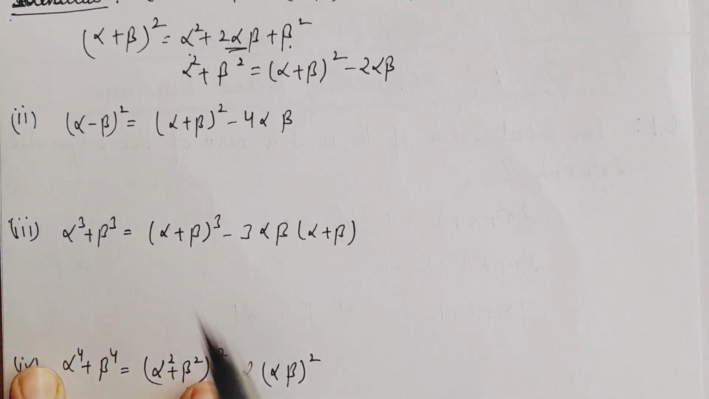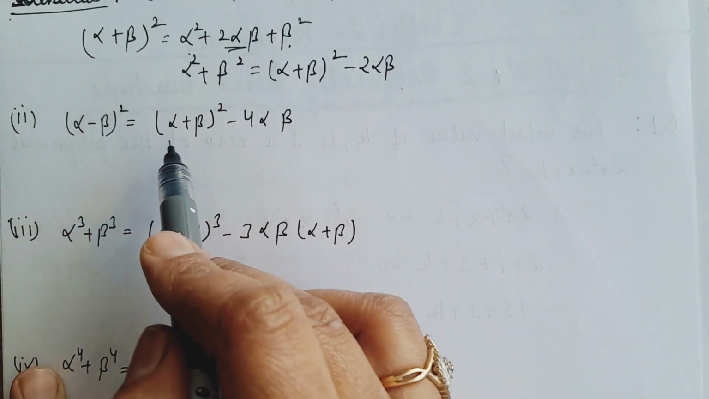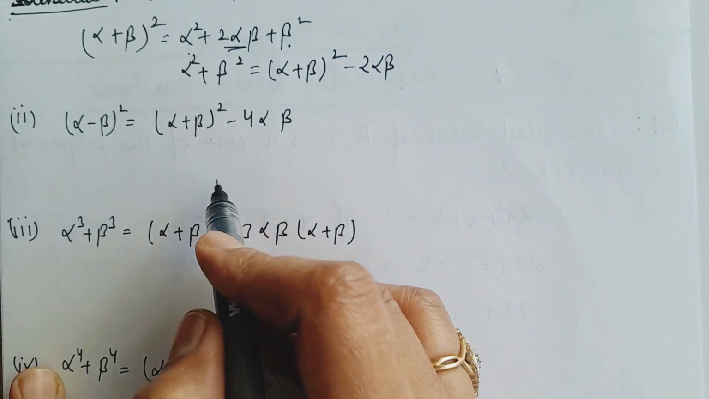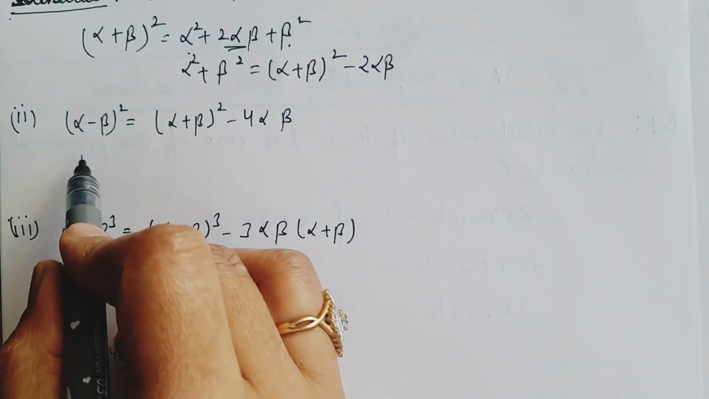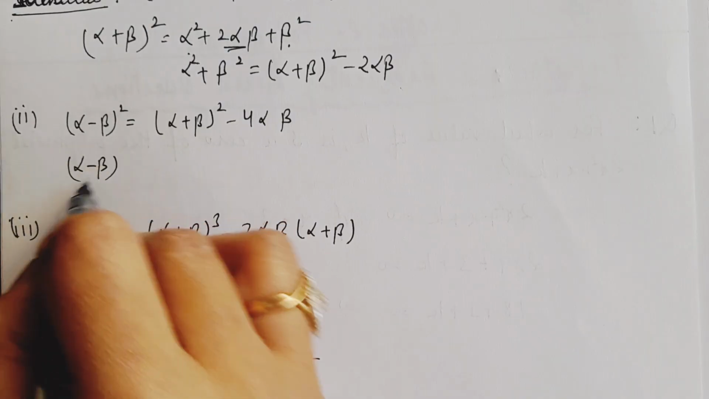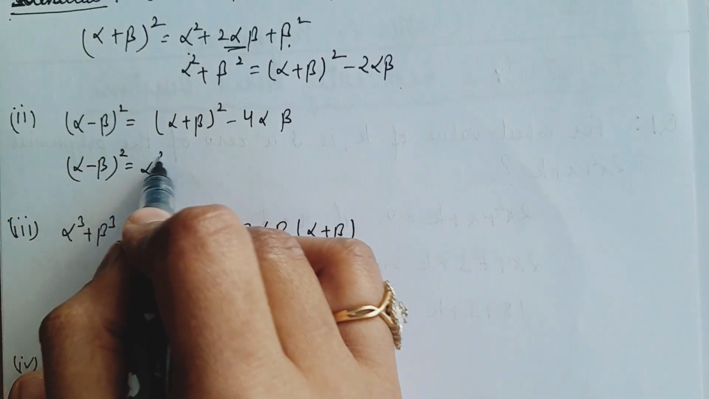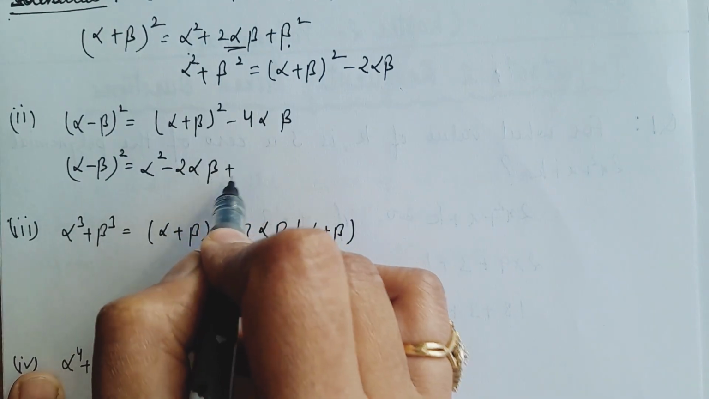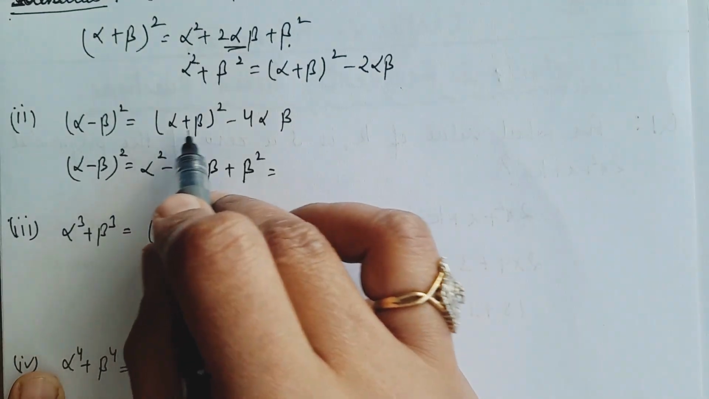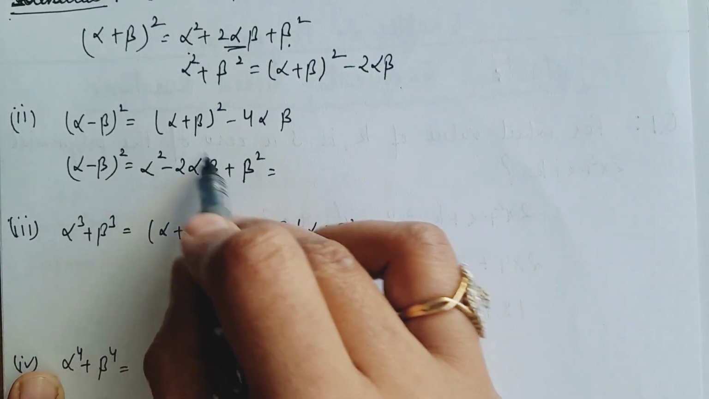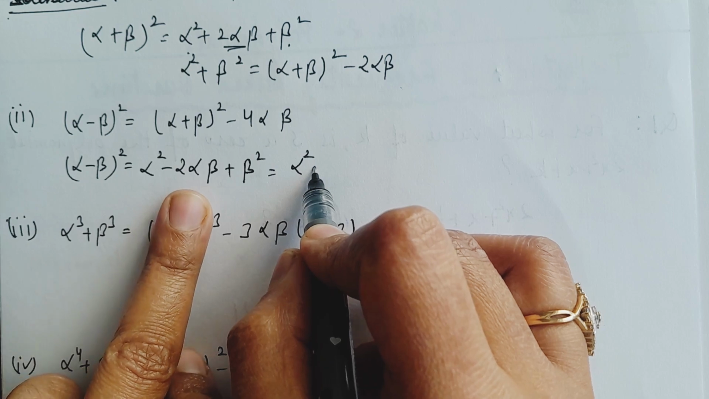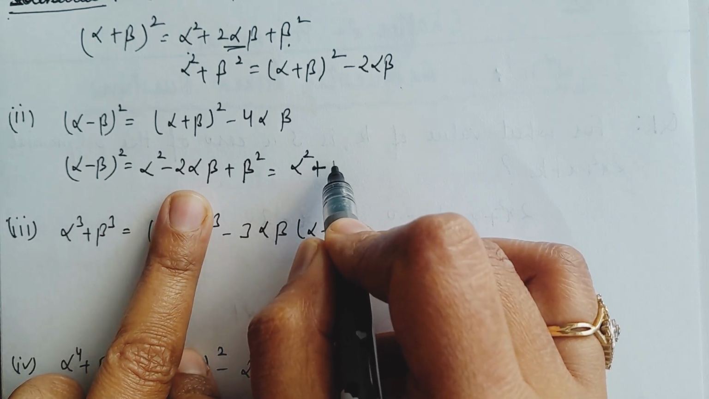Now similarly, second is alpha minus beta whole square is equal to alpha plus beta whole square minus 4 alpha beta. How can you do this? Now see, we will solve the left side first. Alpha minus beta whole square. What is the formula for a whole square? Alpha square minus 2 alpha beta plus beta square. Now we want to make it alpha plus beta whole square. So this alpha square minus 2 alpha beta can be written as minus 4 alpha beta.